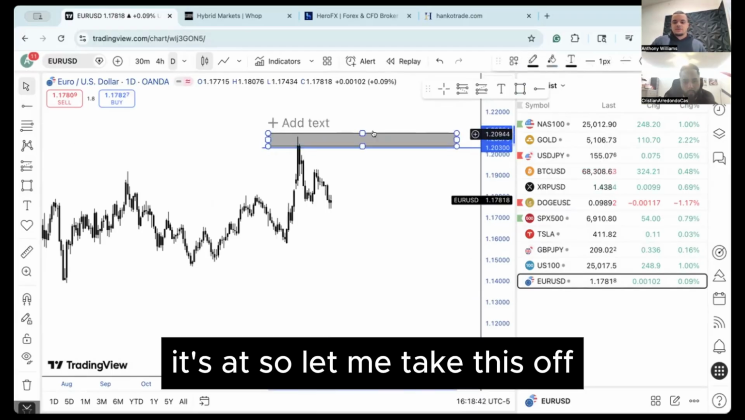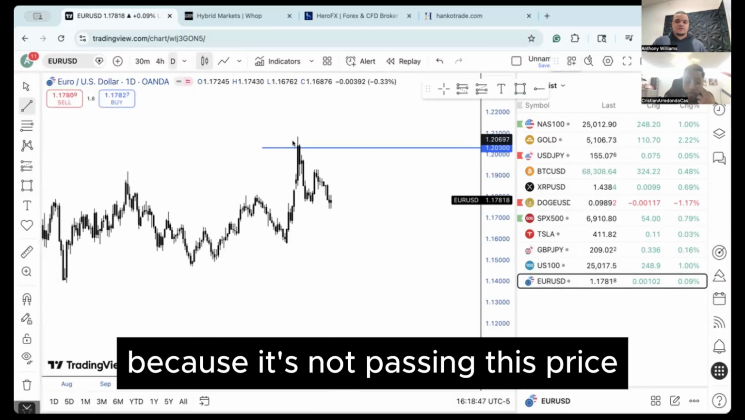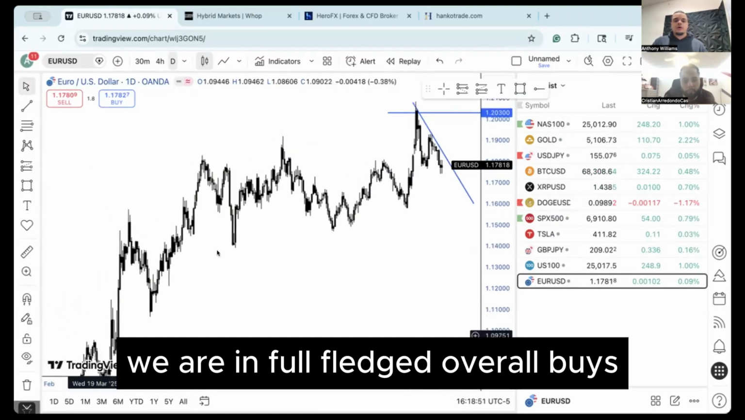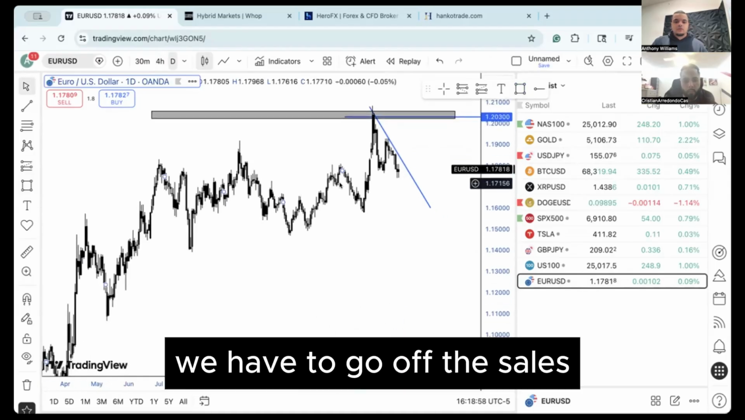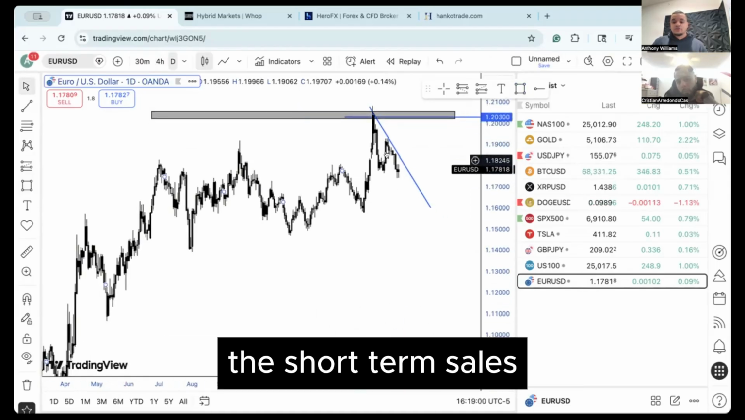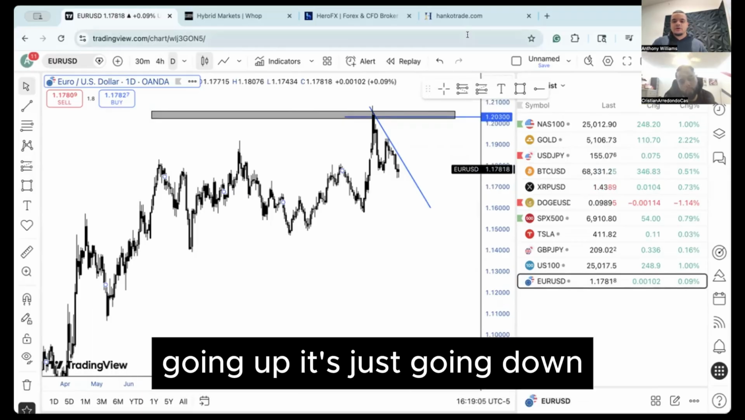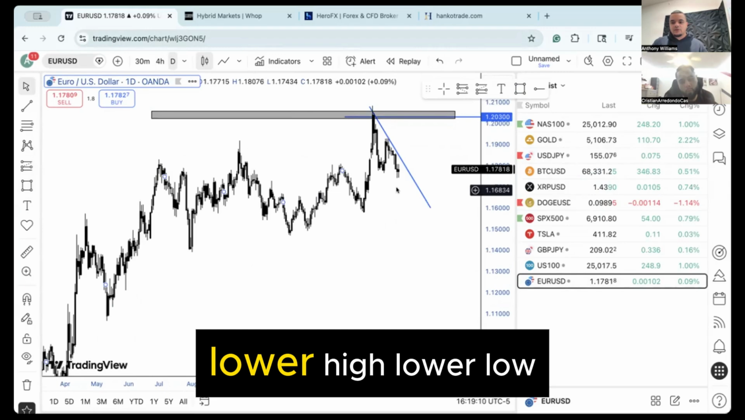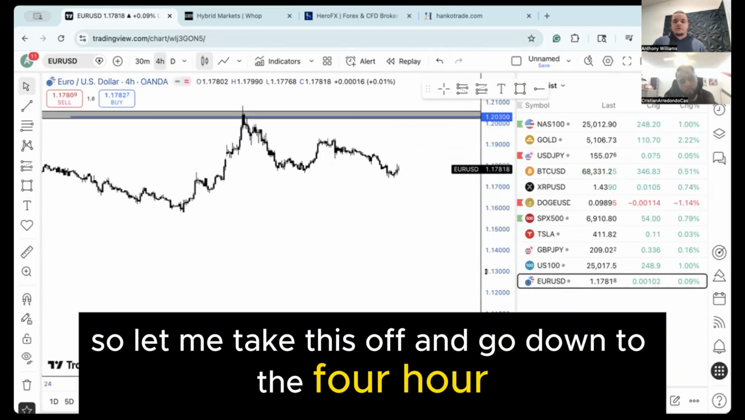It's a price that it's at. So let me take this off. We understand that we're selling because it's not passing this price. We're in full-fledged overall buys, but for some reason, since it's not passing up here, we have to go off the short-term sales, because it's not making higher highs or higher lows going up. It's just going down, which is making a lower low, lower high, lower low. So let me take this off, go down to the 4 hour.